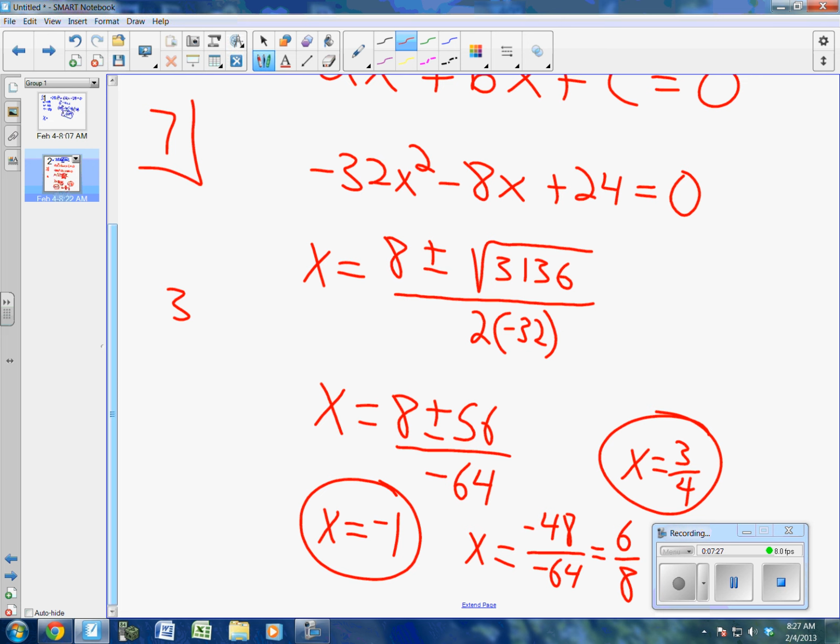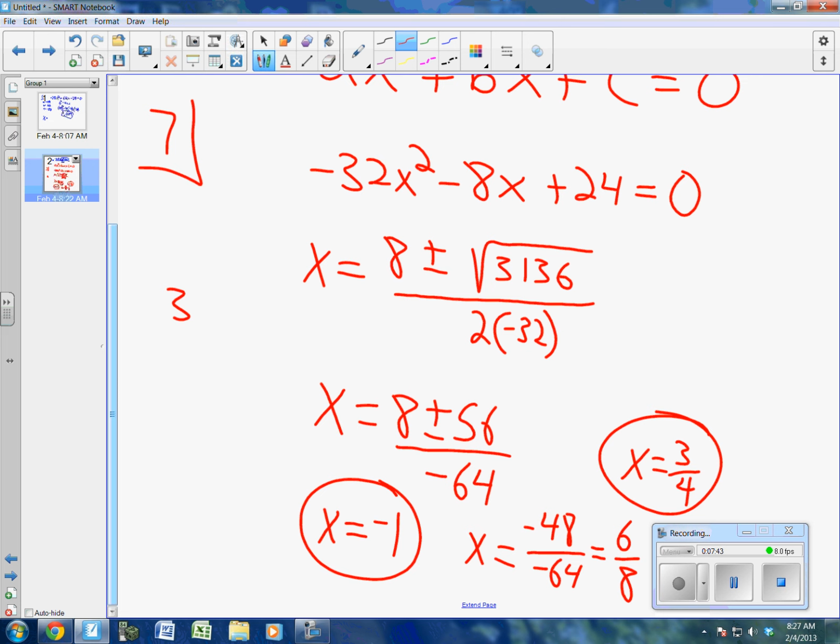If you were to graph this, how's this information going to show up on the graph? Okay, it's the x-intercepts, right? Where it crosses the x-axis. Okay, that is what we're doing.